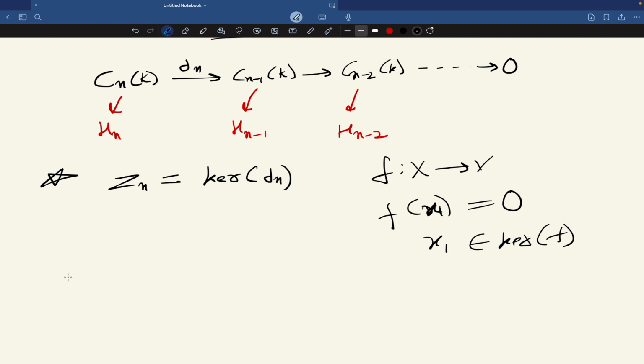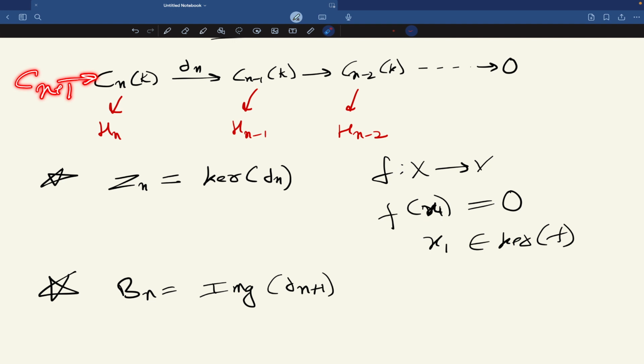Now the next thing we have is Bn. Bn is the image of Dn plus 1. We have to be very careful here, because for Zn we are finding the kernel of the same boundary operator, but for Bn we are finding the image of Dn plus 1. So we are moving one step backward. Here we have Cn plus 1. For Cn plus 1, what is the image, right? What are the images that I get if I apply the boundary operator?